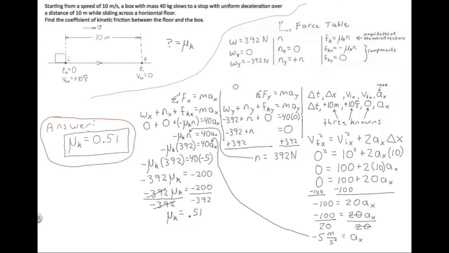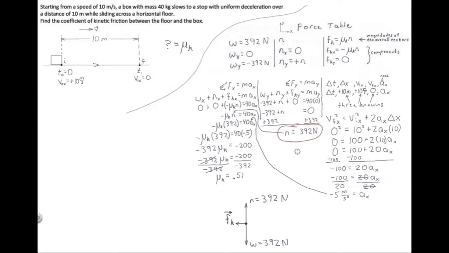We're ready now to answer the question. The question is asking us for mu sub k, the coefficient of kinetic friction, so our answer is 0.51. The coefficient of friction is a unitless concept, so we do not include units on this answer. Make sure that you've answered the right question and that you've answered all parts of the question. It was possible that this question could have asked us about the force of kinetic friction, but no, in this particular case, they're asking for the coefficient of kinetic friction.